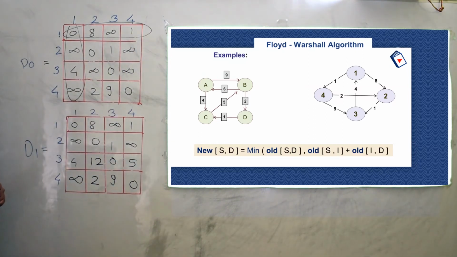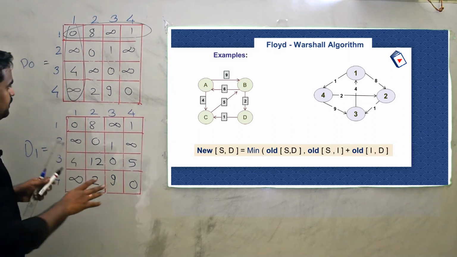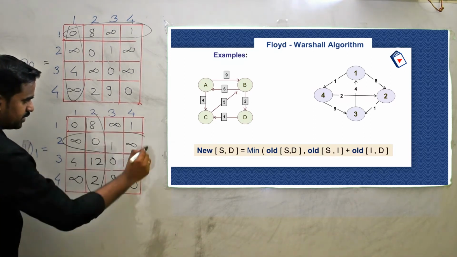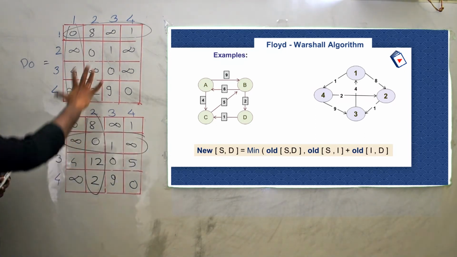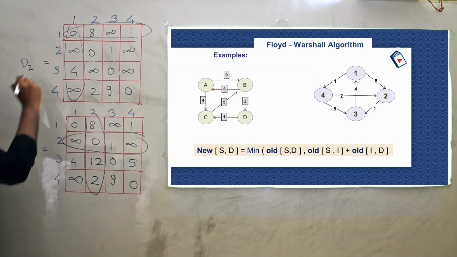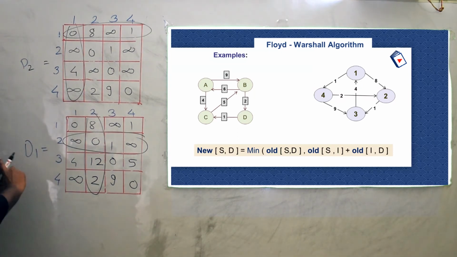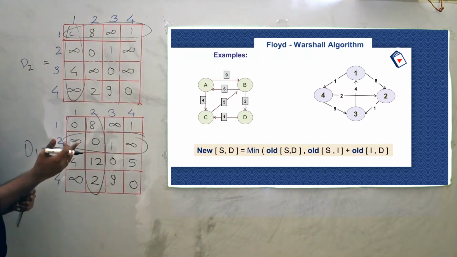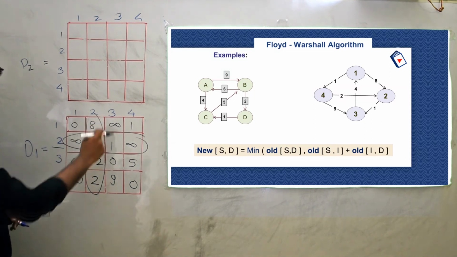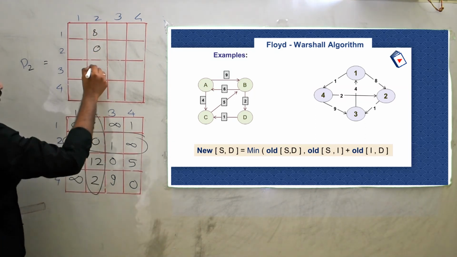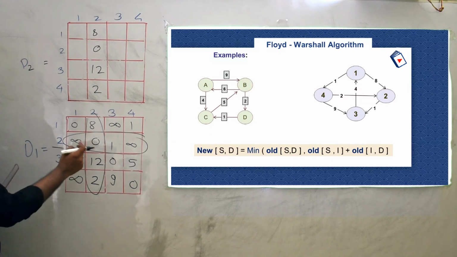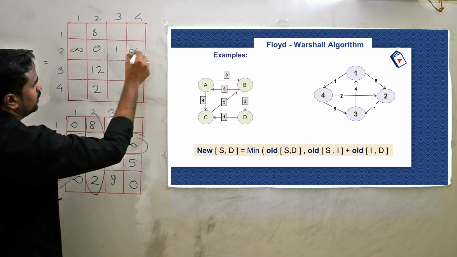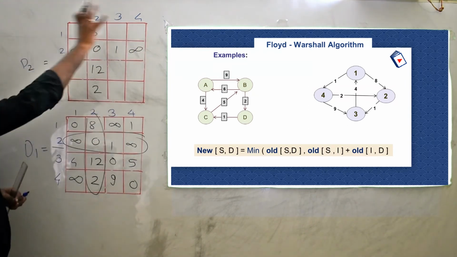That's my D1 matrix. Okay, again I need to consider now the second row and second column. So I'll create another matrix, that is nothing but the D2 matrix, in which my intermediate node is 2. So I'll copy all these values and calculate the remaining values. So copied values from 8, 0, 12 to 8, 0, 12, 2 and infinity 0, 1, infinity. Now I want to find out all the other 9 values.